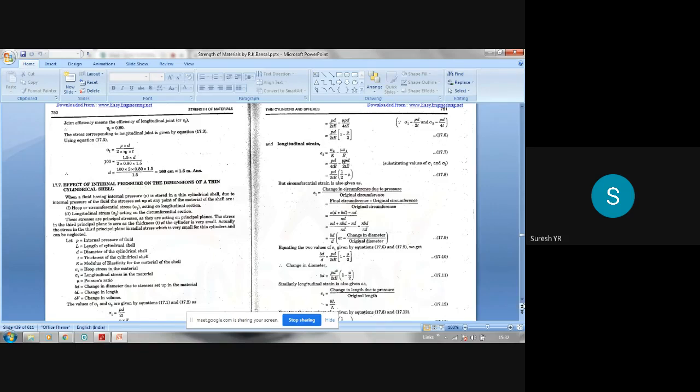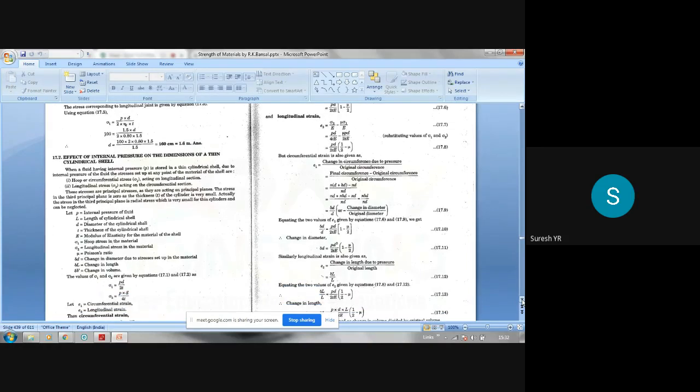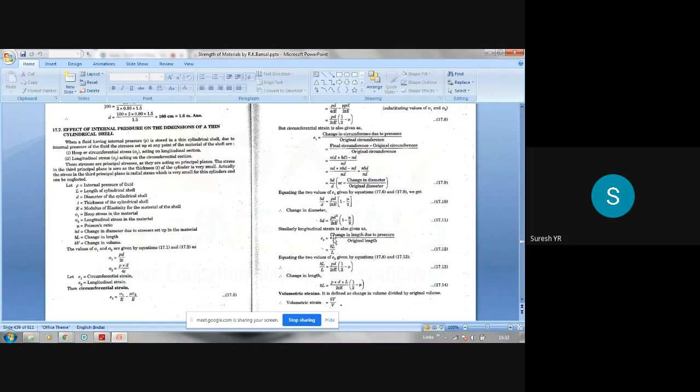Similarly, how to find the change in length? This is the change in diameter, delta D. Now to find the change in length, we have to take the definition of longitudinal strain or linear strain along the length of the cylinder. Once again, epsilon 2, which is nothing but the longitudinal strain, is given by change in length divided by original length. So what is your change in length? Delta L, the change in length, divided by original length L. So delta L by L.